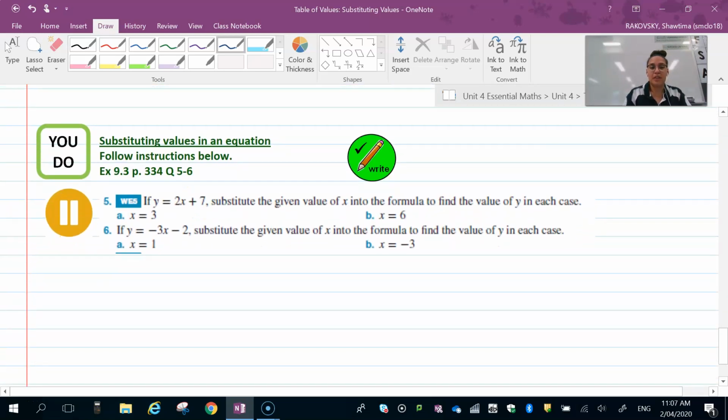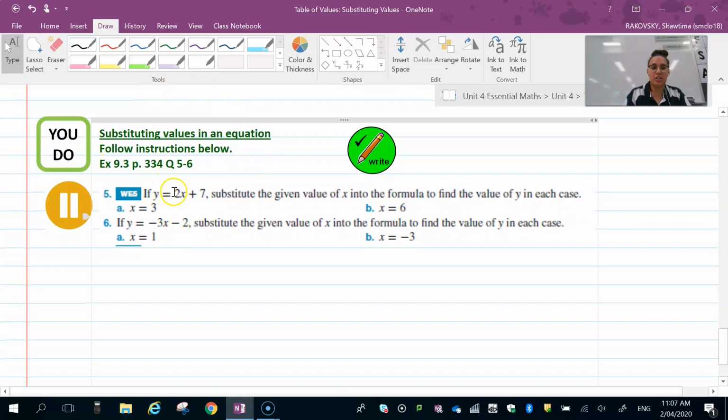Okay, so substitute these values into the equation. Here is your equation. Here are some values, and then you've got a negative value, so be mindful of that. Okay, that is substitution. Substituting values into tables. All right, awesome.